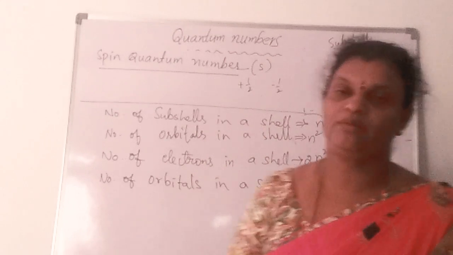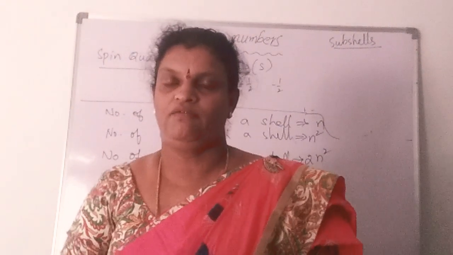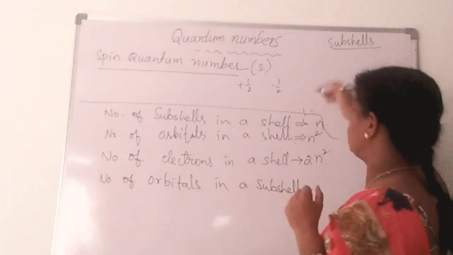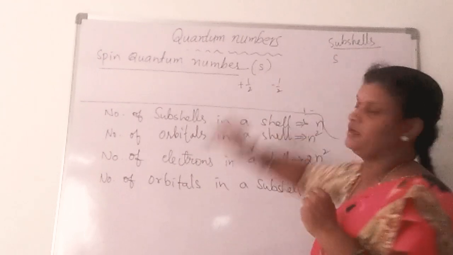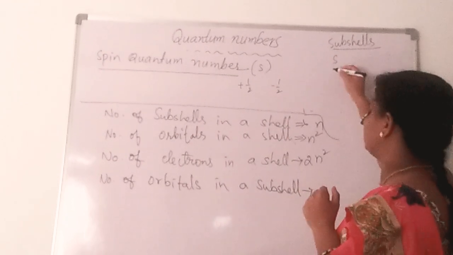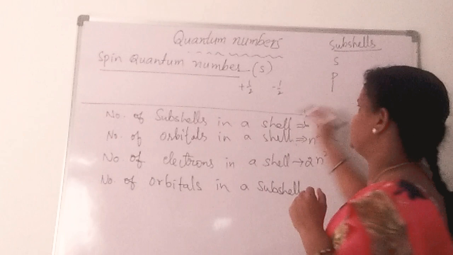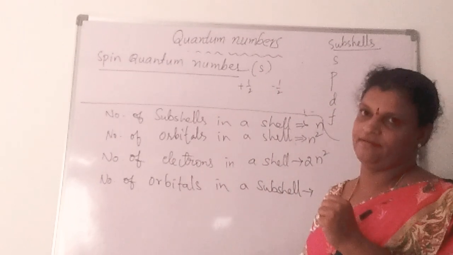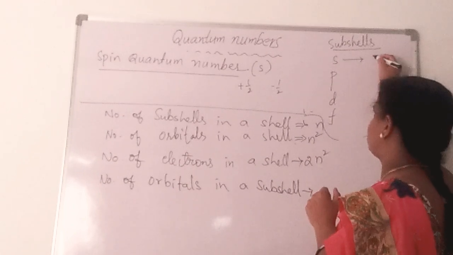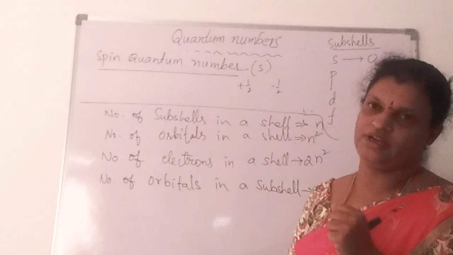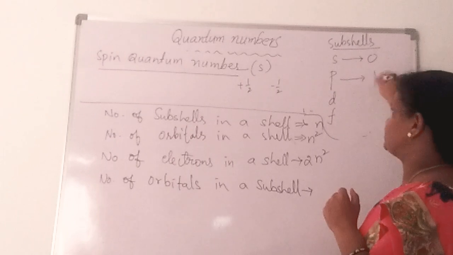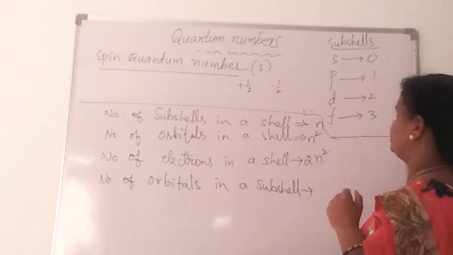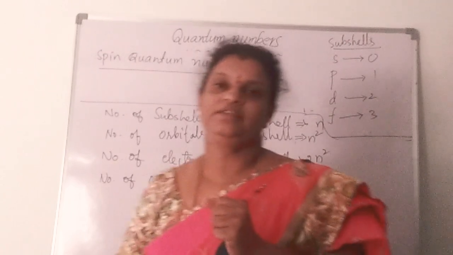Based on the azimuthal quantum number value, whatever we are writing, we give some name based on its shape. If the subshell is in spherical shape, we write S. If it is in dumbbell shape, we write P. If it is in double dumbbell shape, we write D. If it is in complex form, we write F. So the azimuthal quantum number value for the S subshell is 0, for the P subshell 1, for the D subshell 2 and for the F subshell 3.